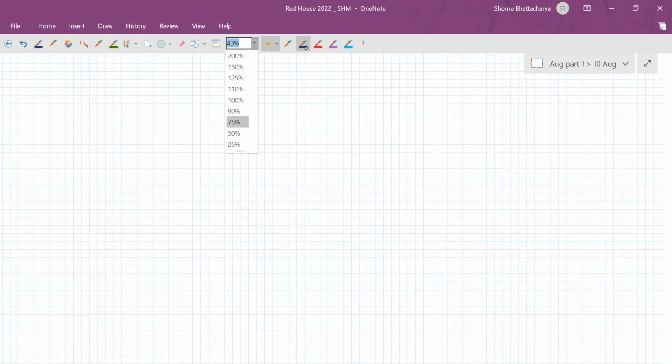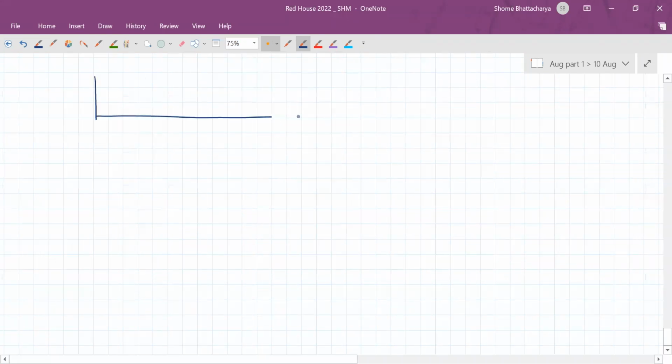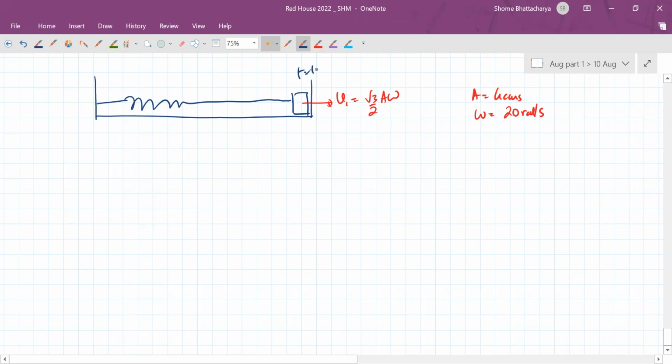Okay, let's try out this part now. So just before impact, I'm seeing that it is having a speed of root 3/2 A omega, where A was 4 centimeters. Okay, omega was 20 radians per second. At that time t1. Now if the coefficient of restitution is 0.75, then just after impact, the position at this point of time is plus A/2.